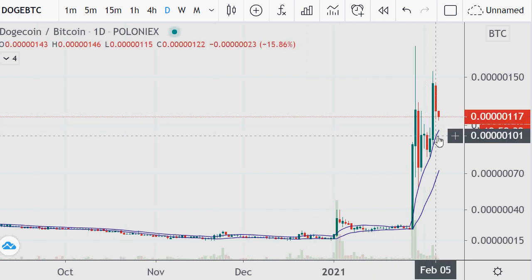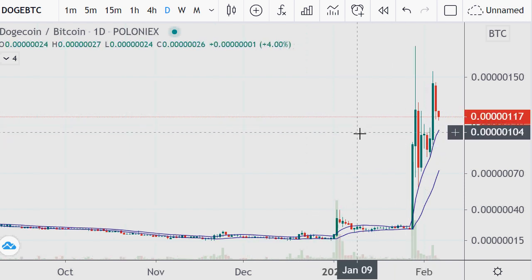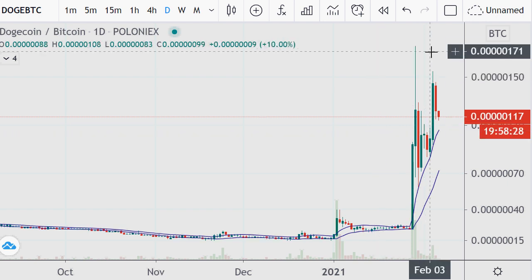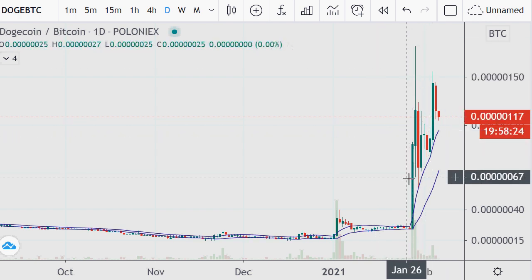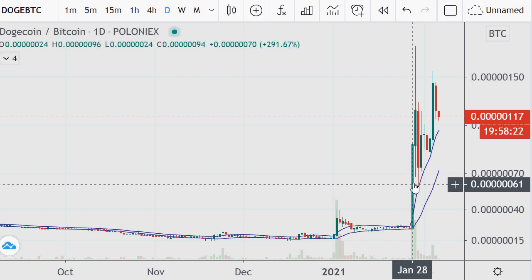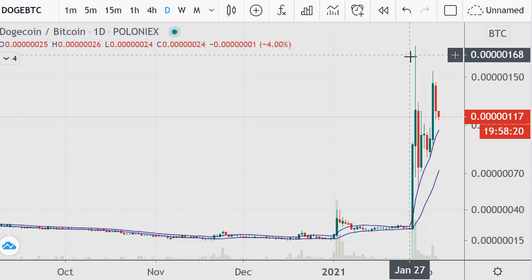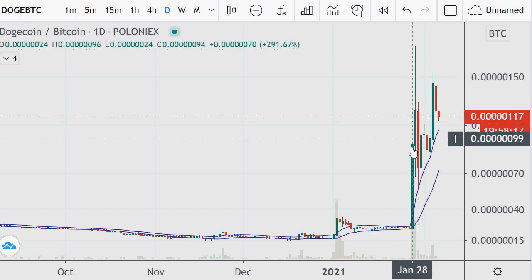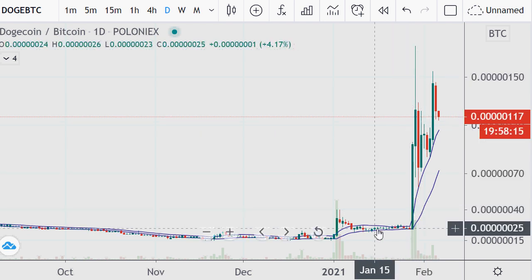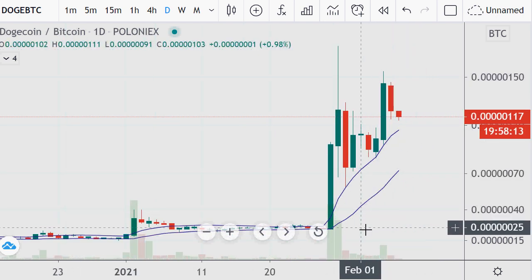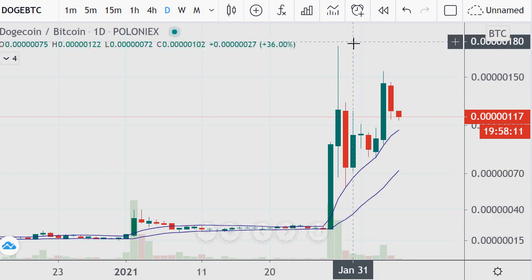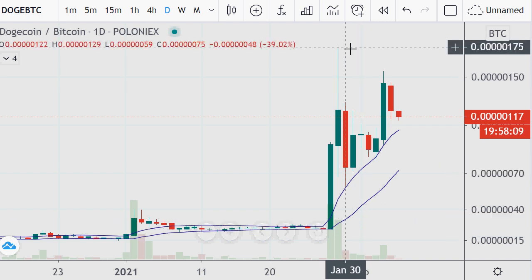And for all those people that say because something's up so much, it's just stupid to buy, how stupid would it have been to buy at like 170? How stupid would it have been in this case to buy at like 56 and 66? Sometimes it does work out to a degree, but this thing in the day went from 24 Satoshi to 175.